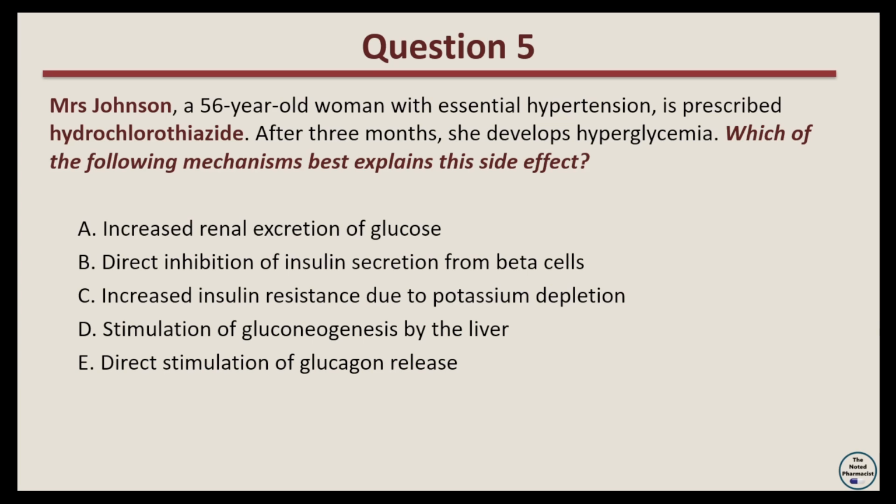Question 5. Mrs. Johnson, a 56-year-old woman with essential hypertension, is prescribed hydrochlorothiazide. After 3 months, she develops hyperglycemia. Which of the following mechanisms best explains this side effect? Option A, increased renal excretion of glucose. Option B, direct inhibition of insulin secretion from beta cells. Option C, increased insulin resistance due to potassium depletion. Option D, stimulation of gluconeogenesis by the liver. Option E, direct stimulation of glucagon release.